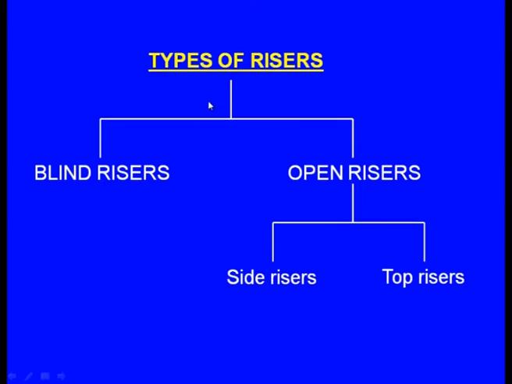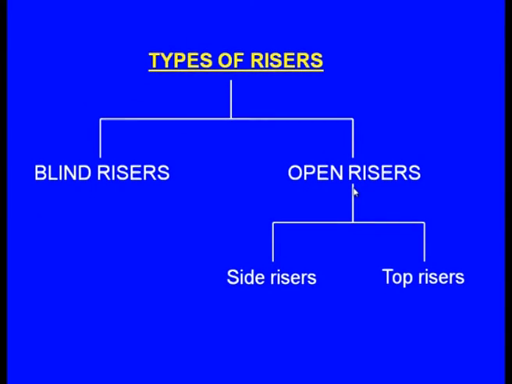One is the blind riser, which is inside the mould cavity. It is not visible and it is not exposed to the atmosphere. The second category is the open risers. These open risers are visible outside and they are exposed to the atmosphere. Again, in the open risers, there are side risers and top risers. The side riser is on the side of the casting, whereas the top riser is kept above the casting. So, these are the types of risers.